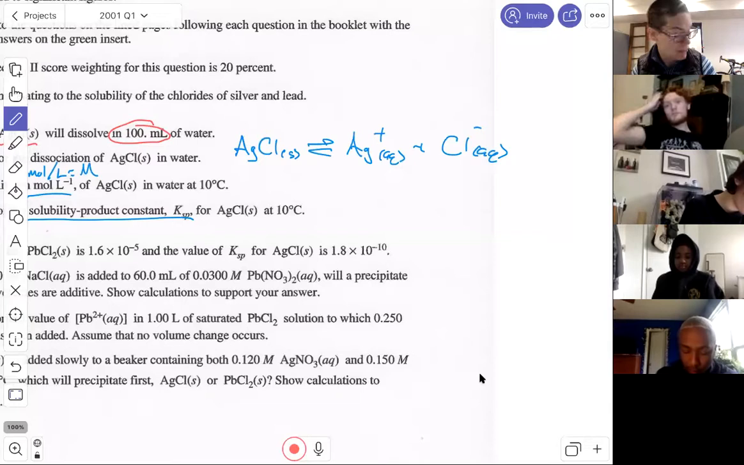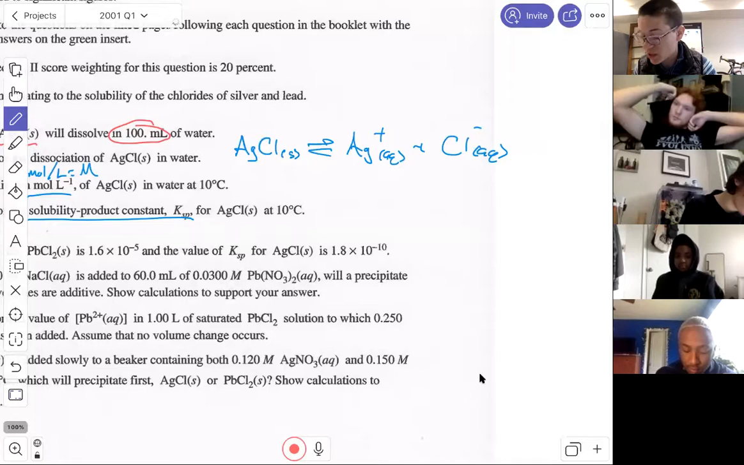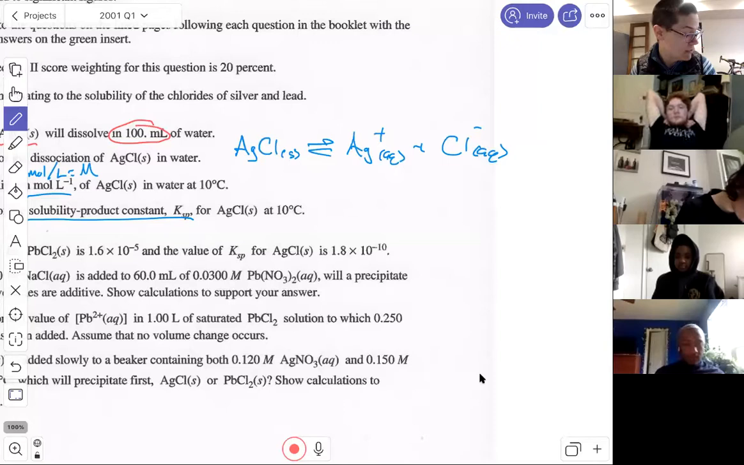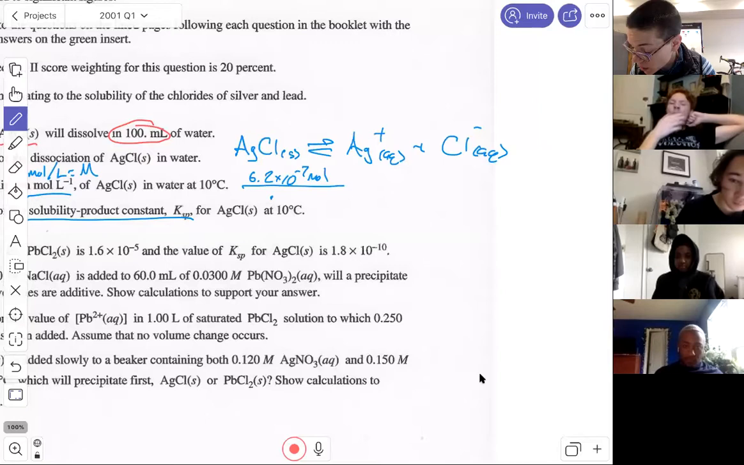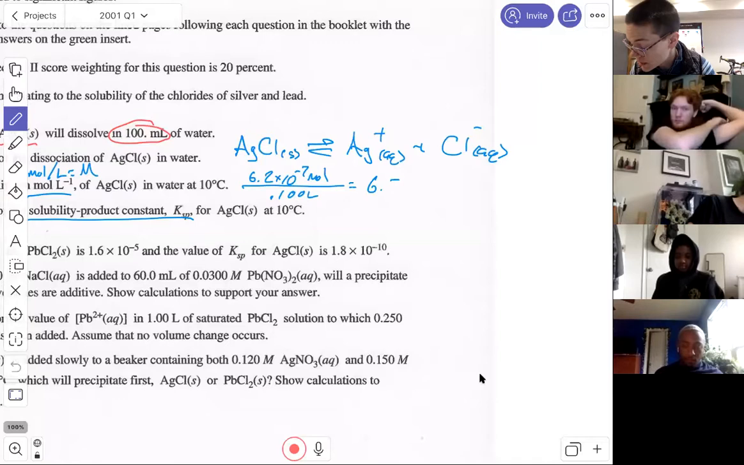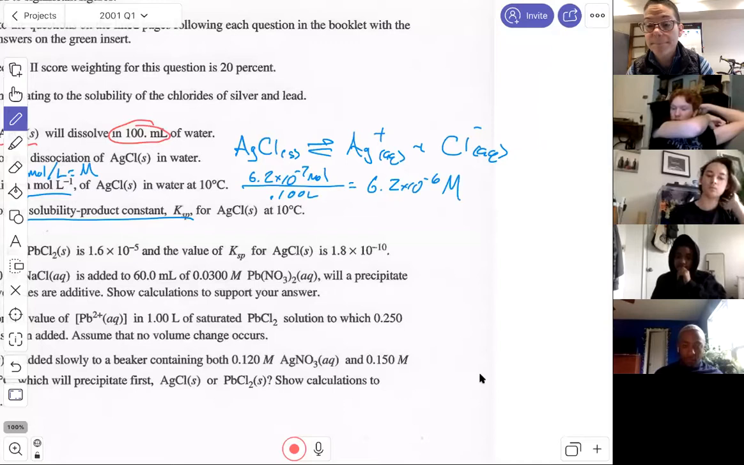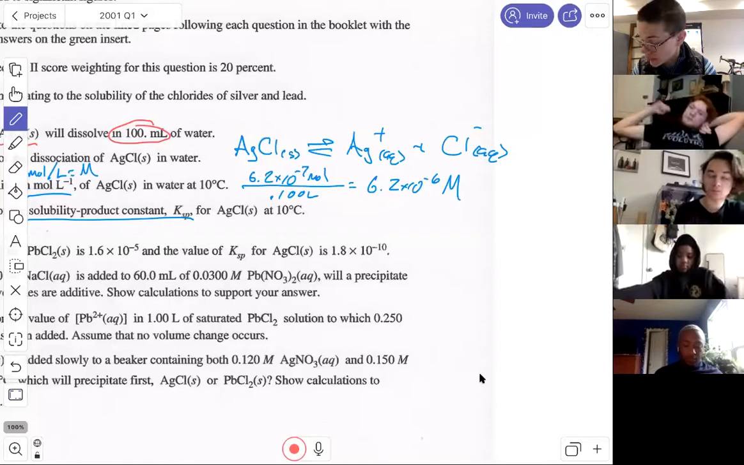The next one was actually worth 2 points. The first point was for converting the grams to moles, and then the second point was turning it into actual molarity. So it should have been 6.2 times 10 to the negative 7 moles divided by the 0.100 liters, which would give you the 6.2 times 10 to the negative 6 molarity. So that's where that came from. Again, 1 point for figuring out the moles and then 1 point for getting the final molarity.